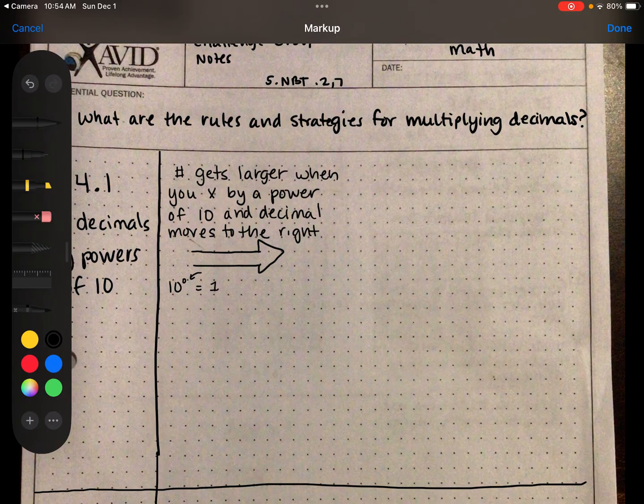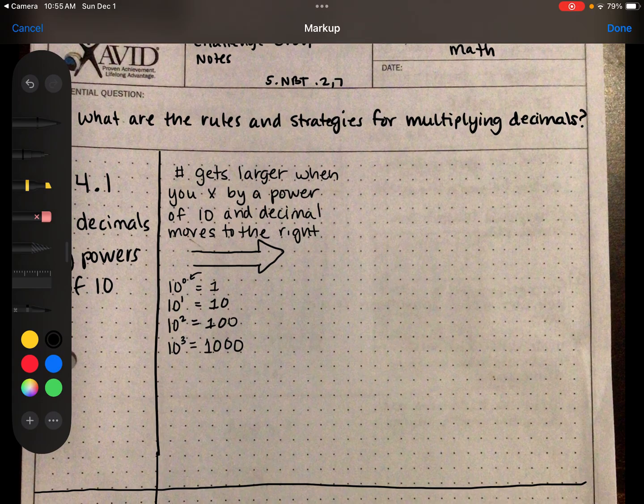So for example, 10 to the 0, that exponent lets you know that the decimal is not going to move, because 10 to the 0 equals 1, and anything times 1 is the identity property, it stays the same. 10 to the first, that exponent 1 lets you know that you're going to move it one place to the right because it equals 10. 10 to the second equals 100, which is 10 times 10, so that's 2 tens. Your decimal would move 2 places.